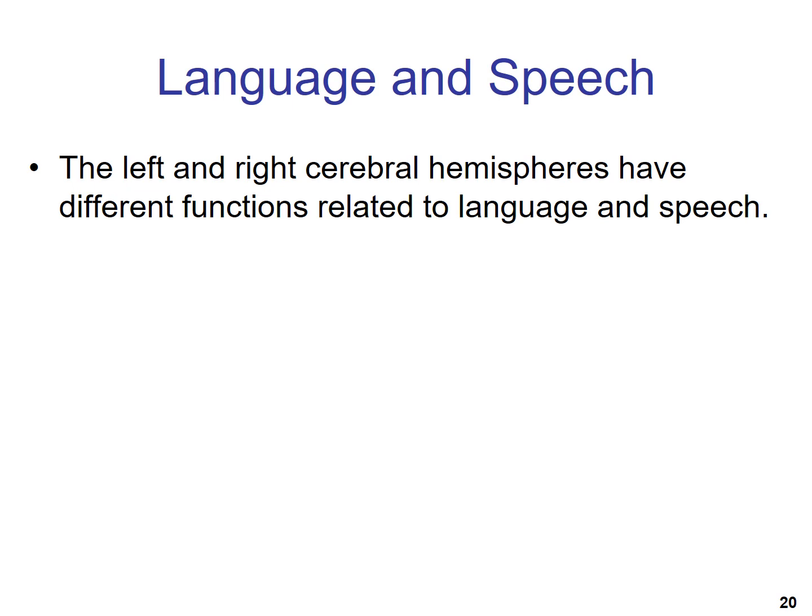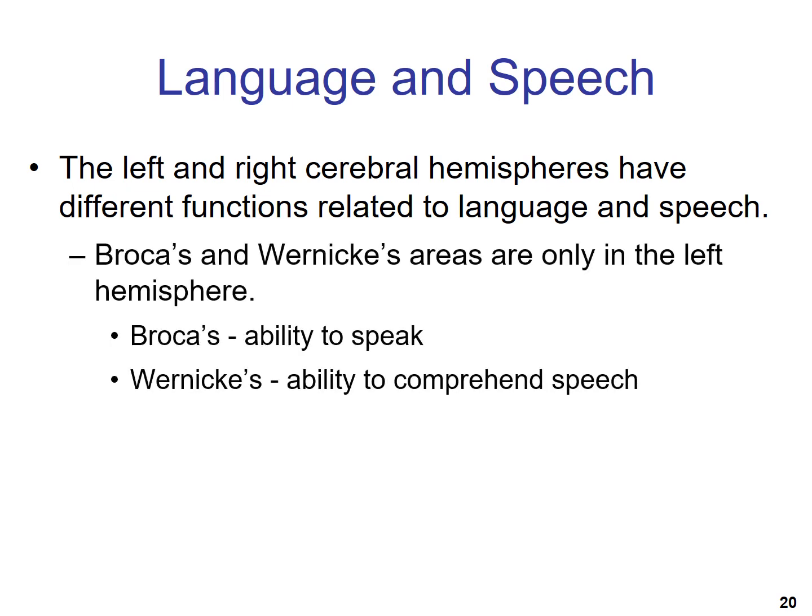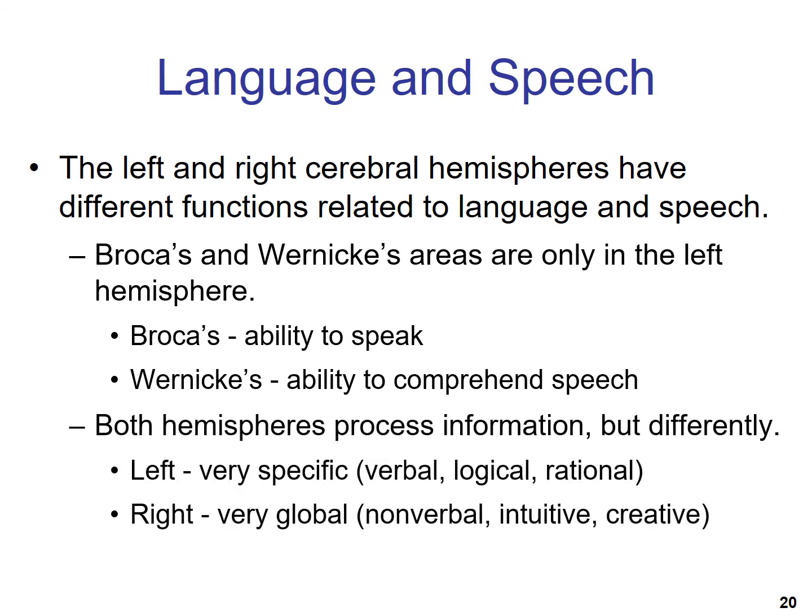Okay, so the left and right cerebral hemispheres actually have different functions related to language and speech. So the Broca's and Wernicke's areas are only in the left hemisphere. And so the Broca's, we talked about that earlier, gives you basically the ability to speak, and Wernicke's basically gives you the ability to comprehend speech. Both hemispheres do process information, but they do it differently. The left hemisphere tends to be verbal, logical, rational. The right hemisphere tends to be nonverbal, intuitive, creative.